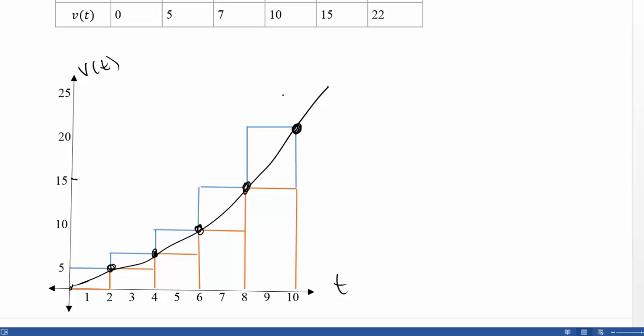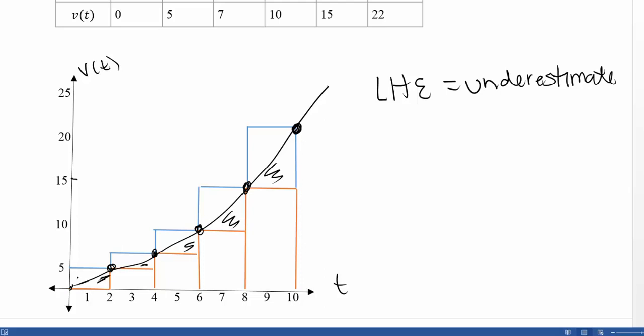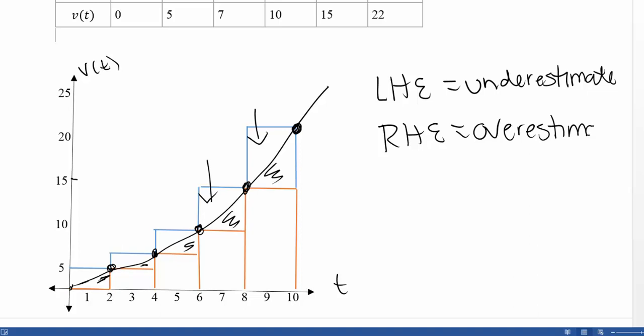So what I want you to notice here is that my orange rectangles, right, if we're approximating the area under the curve, the left-hand estimate is an underestimate, right, because it doesn't quite capture all of the areas. It's missing all of these areas under the curve if we were trying to get the exact estimate. The right-hand estimate in this scenario is an overestimate, because look at all the extra area above the curve over what the actual area is, right?